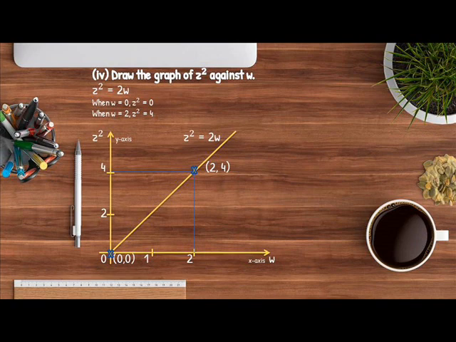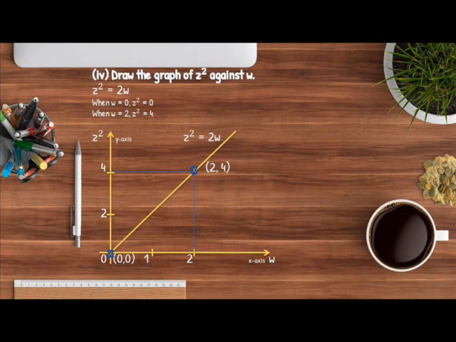As we notice, the value of z square changes as we change the values of w. So it shows that z square is a dependent variable and w is an independent variable. Here you must know that dependent variable is always taken on y-axis and independent variable is always taken on x-axis.